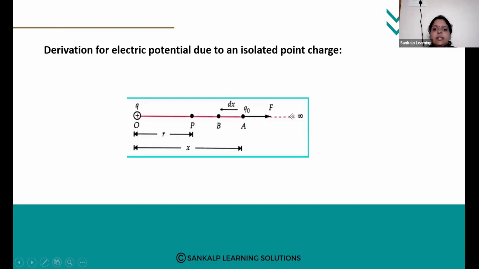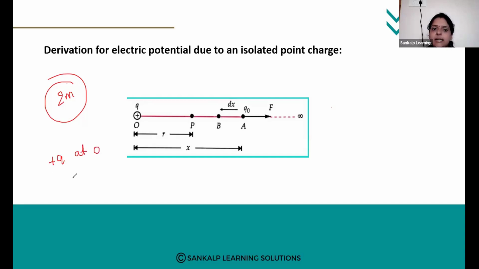Okay, so here in the first derivation, in the figure you can see some terms. First I'll explain what all terms are there. This derivation you can expect for 2 marks in the exam. See here, we have a positive symbol, that means we have a positive charge. At which place? At O. So at O I have one positive charge.